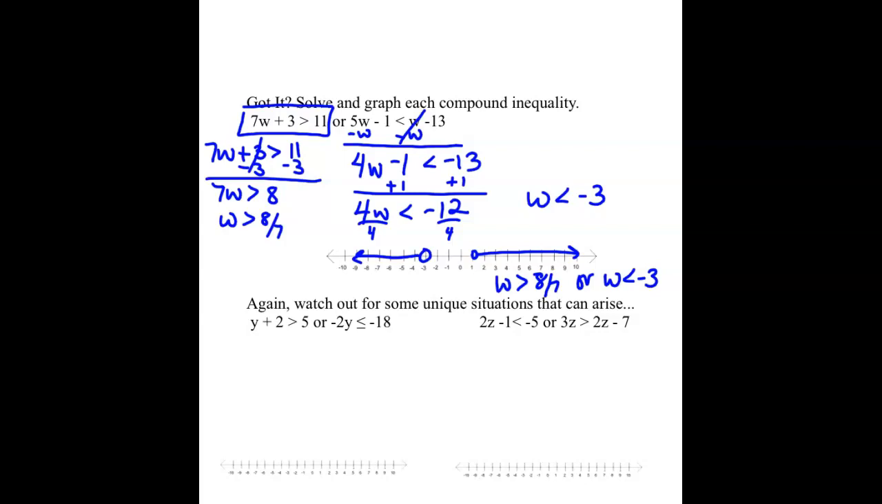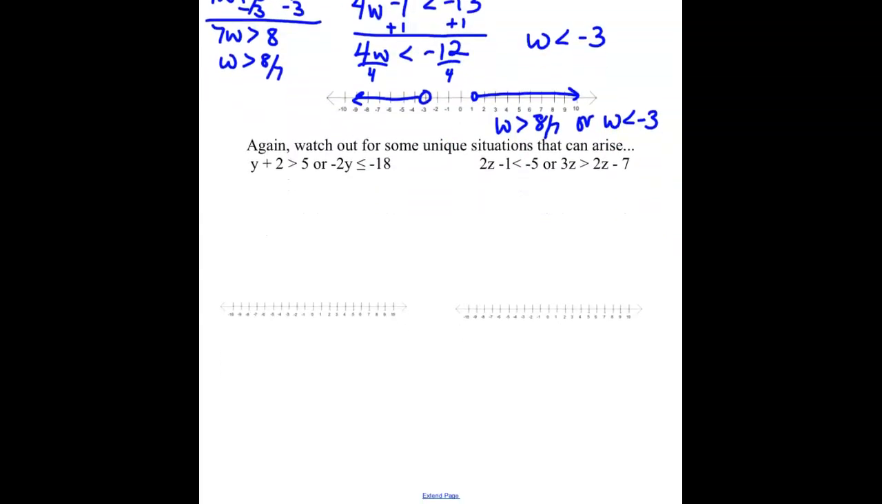Again, we're going to watch out for some unique situations that can arise. So let's look at these last two examples here. To get rid of the adding 2, I'm going to undo it by subtracting 2. So y has to be greater than 3. Or to solve the second one, I have to divide by a negative 2, which means my inequality is going to flip. So instead of less than or equal to, it will be greater than or equal to. Negative 18 divided by negative 2 is 9.